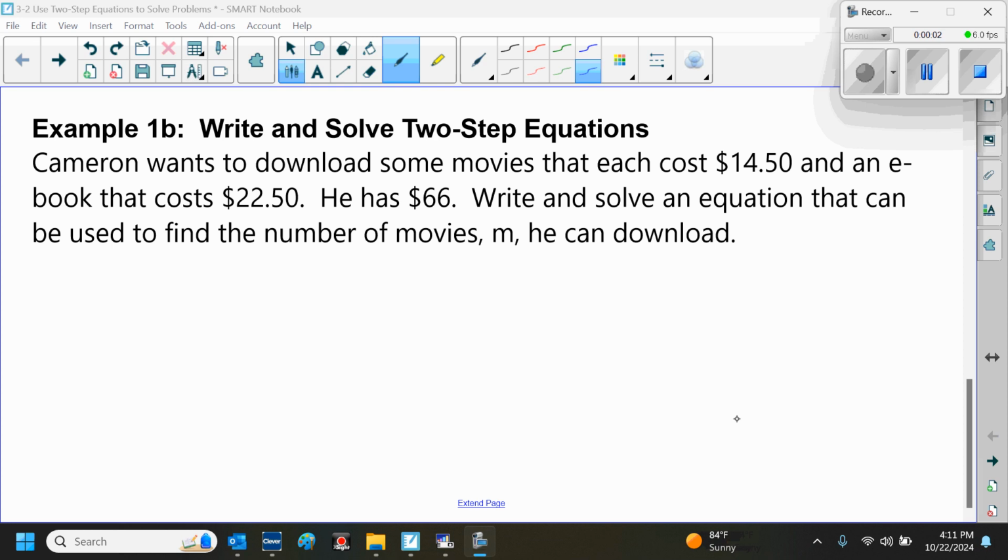So these are the extra examples for lesson 3-2. Okay, and this is 3-2, two-step equations to solve problems.